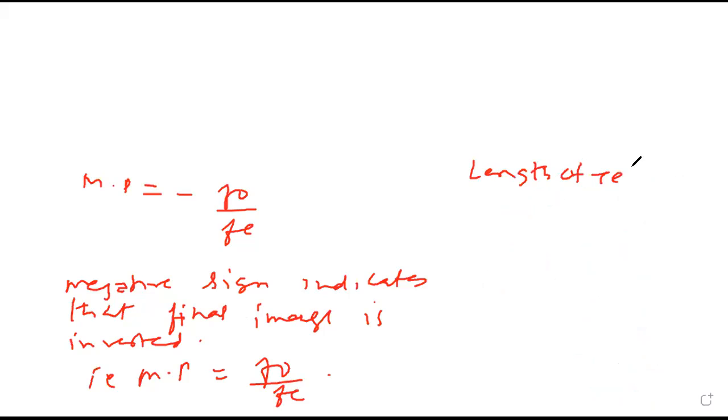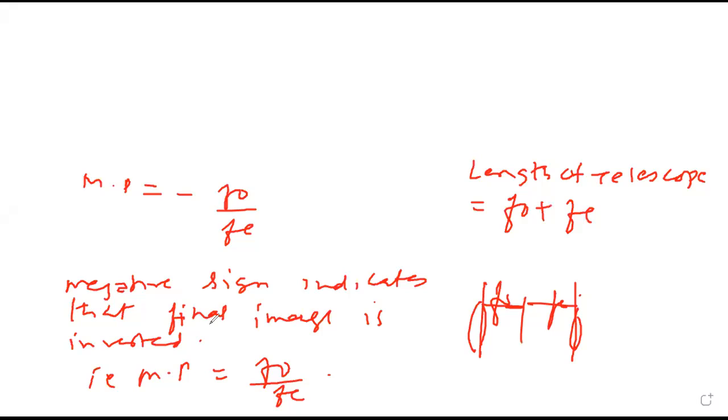Length of telescope: the distance between the objective and the eyepiece is called the length of the telescope. Can you see the diagram and tell me what is the distance between the objective and eyepiece? It is Fo plus Fe. This is the objective, this is the eyepiece, this is Fo, this is Fe, this is the distance. Yes, sir. So the length of the telescope is Fo plus Fe, because they will have the sum. The distance between them will be given or this ratio will be given, find Fo, Fe. Length of telescope is Fo plus Fe.